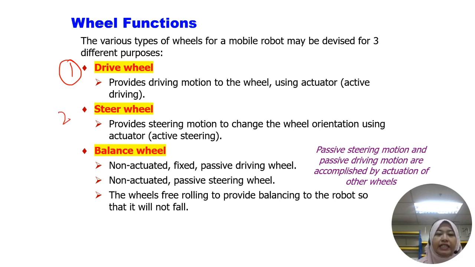And then the second one is steer wheel, di mana steer wheel akan digunakan untuk mengubah arah robot tersebut, sama ada pergi ke kiri, ke kanan. Okay, and then the last one kita ada balance wheel. Dia tidak berfungsi sebagai drive dan juga steer, tetapi dia hanya ada dekat robot tu untuk balance structure robot tu. Okay, nanti kita tengok macam mana dia balance kan.